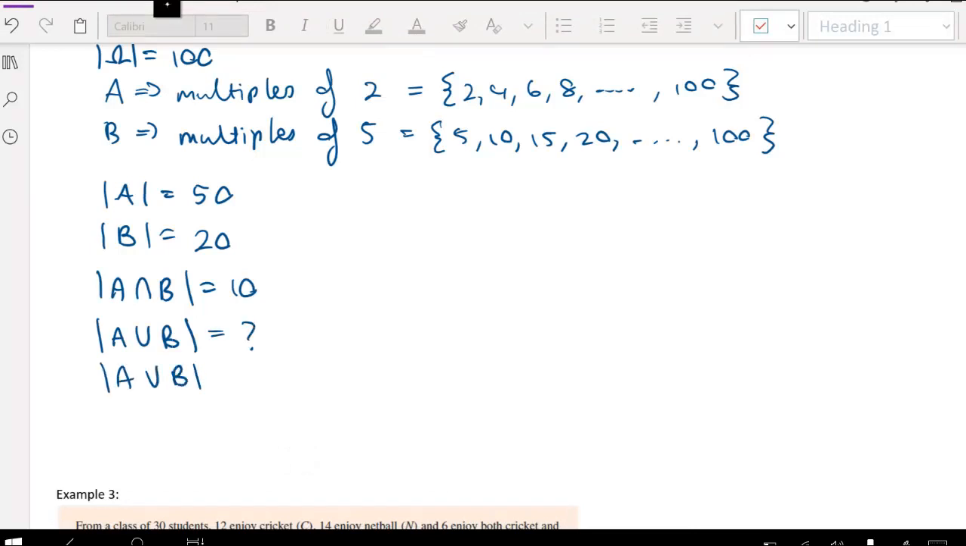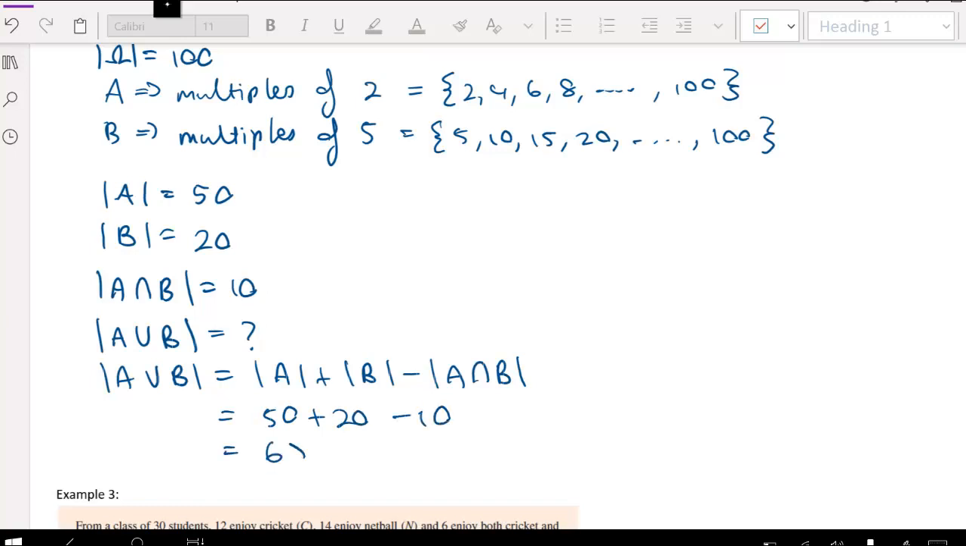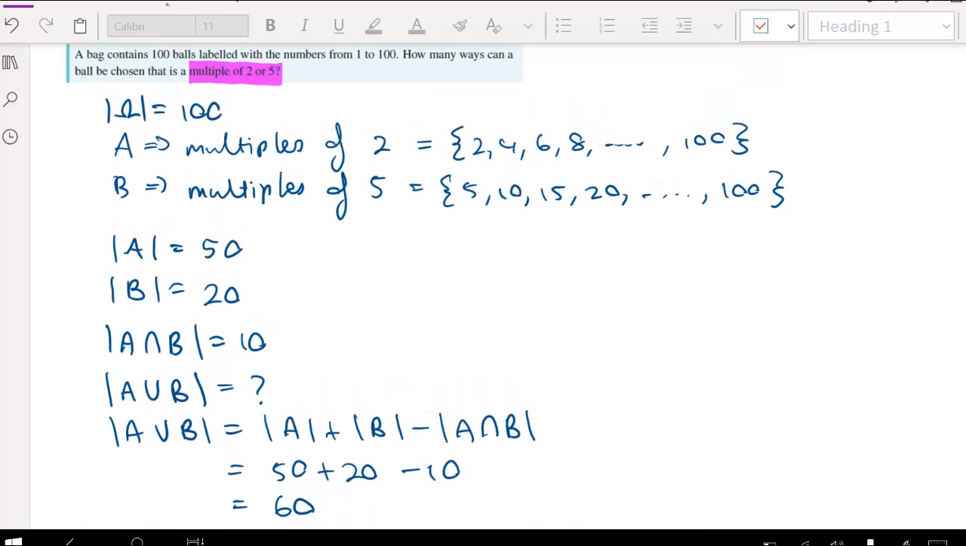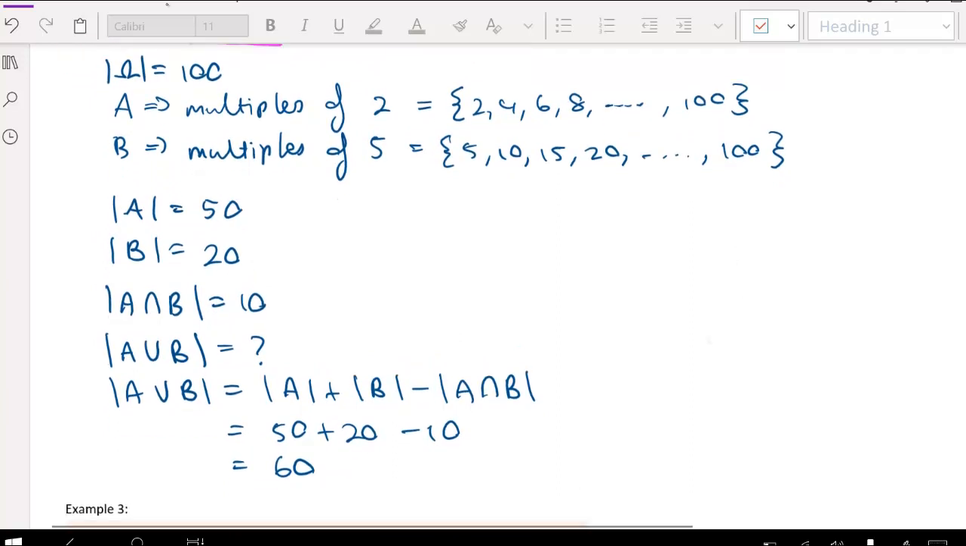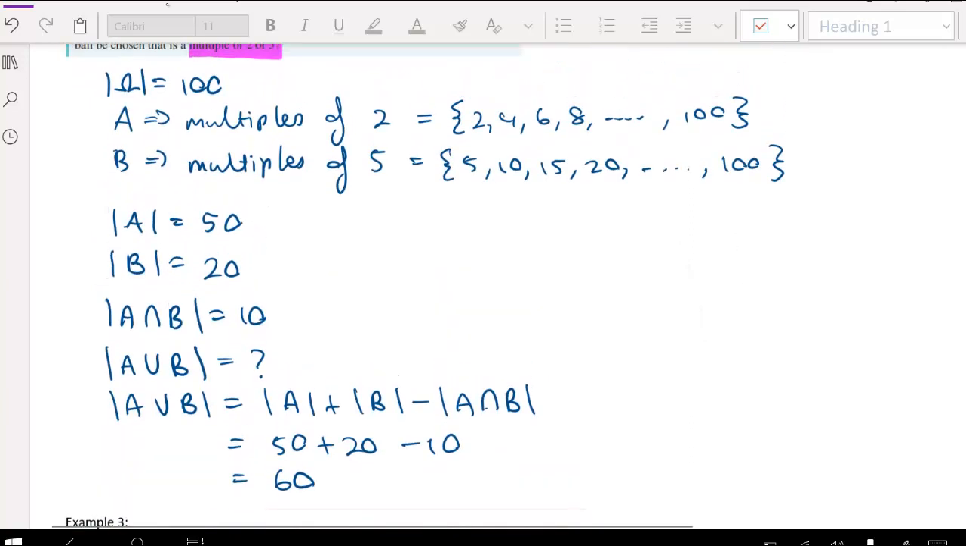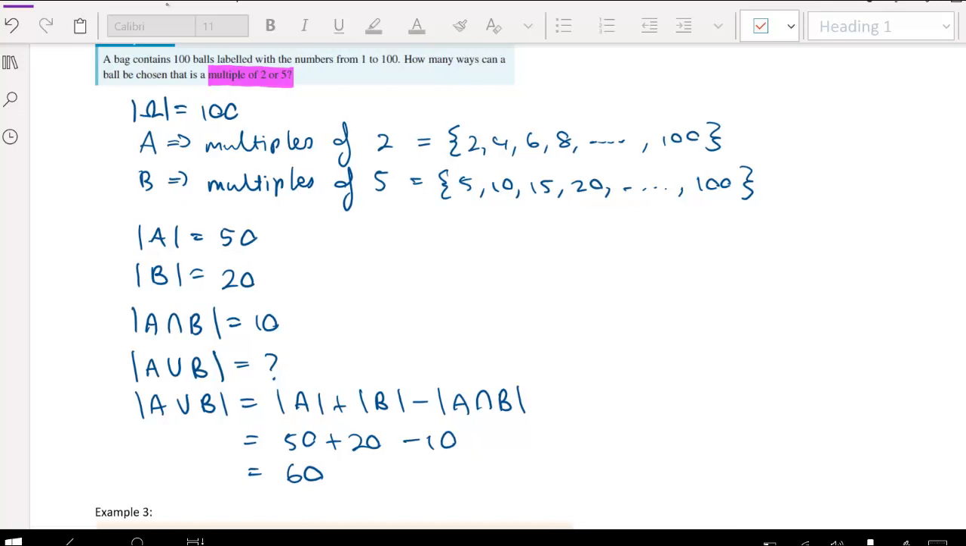So the union of A or B is the sum of the cardinality of A and B, subtract the cardinality of the intersection, which means we have 50 plus 20, subtract 10, which means that we end up with there being 60 ways that we can either get a multiple of 2 or 5. Okay, so hopefully that makes sense. That one is a little bit more complex because we had to consider the sets ourselves, determine the cardinality of each of the sets before we determined how many ways we could choose a multiple of 2 or 5.